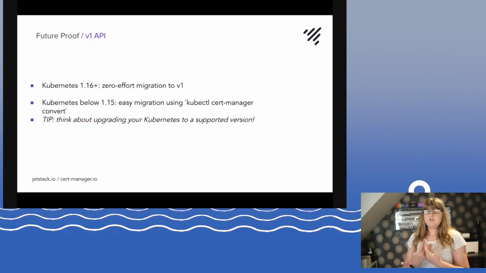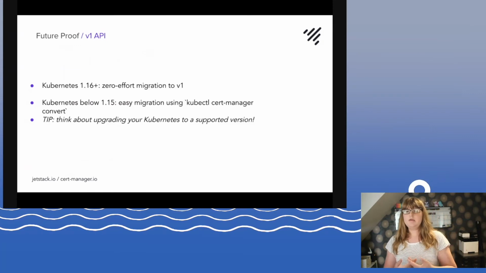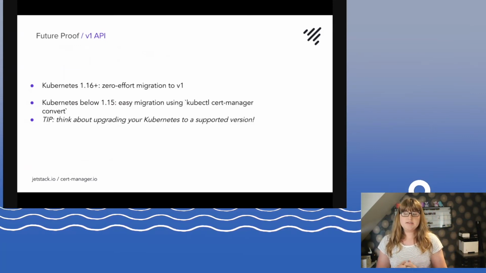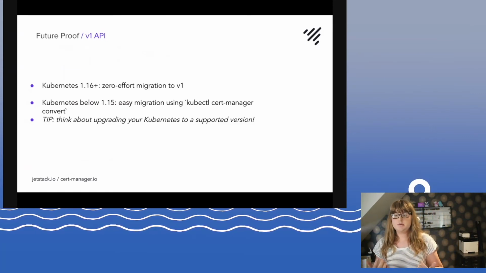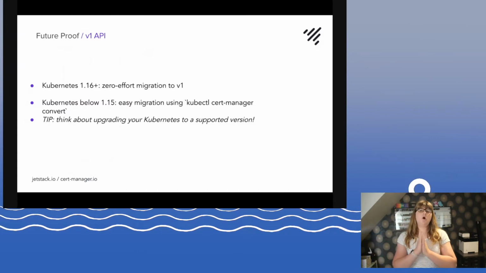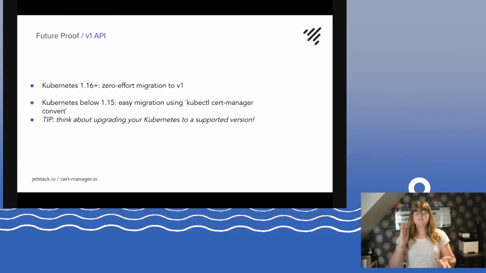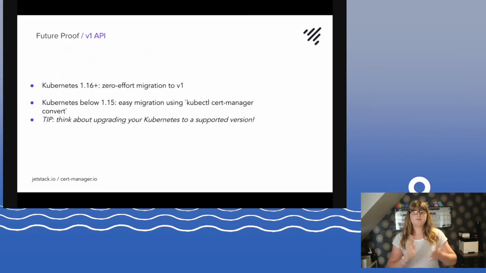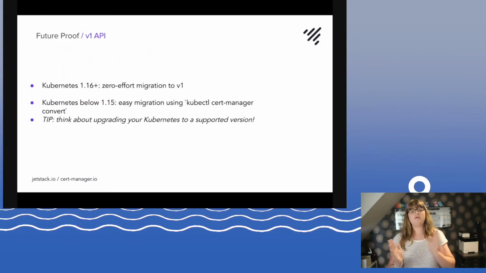So how do you upgrade to this v1 API? Well, if you use Kubernetes 1.16 and above, you just upgrade cert-manager. Cert-manager will take care of all the migration for you. You can even still submit all the manifests that you have lying around. cert-manager will convert them for you.